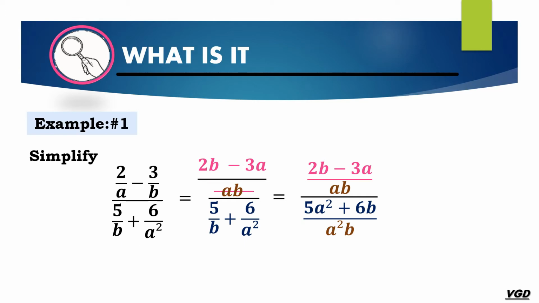Next, divide a squared b by a squared. So following the power of quotient, the remaining answer is b. So multiply to the numerator, which is 6. So we got here 6b. So now we have our new equation, which is 2b minus 3a over ab divided by 5a squared plus 6b over a squared times b.